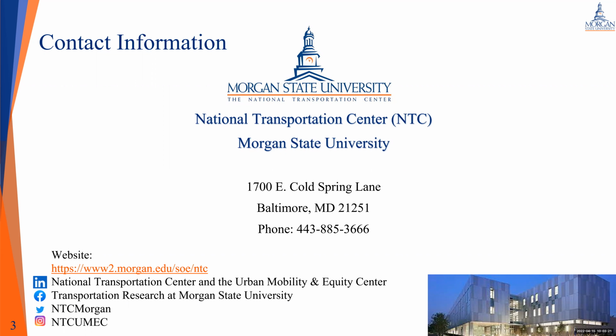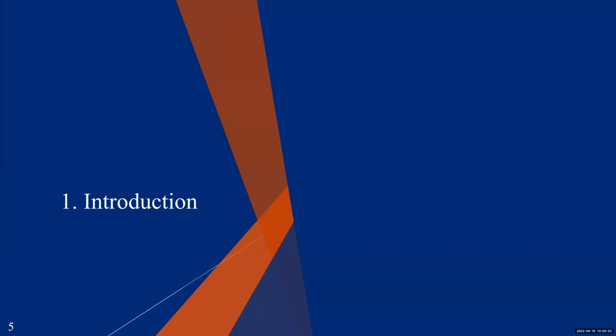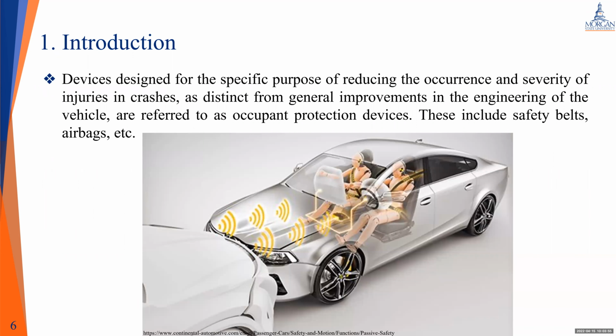And so what we are going to talk about today, we're going to go over introduction, problem statement, and we're going to look at the review and classification of occupant protection technologies. We categorize them into two categories of active safety technologies and passive safety technologies. At the end, we're going to give a summary of our findings, and it's going to end with Q&A. So I give it to Dr. Ezaz to do the introduction.